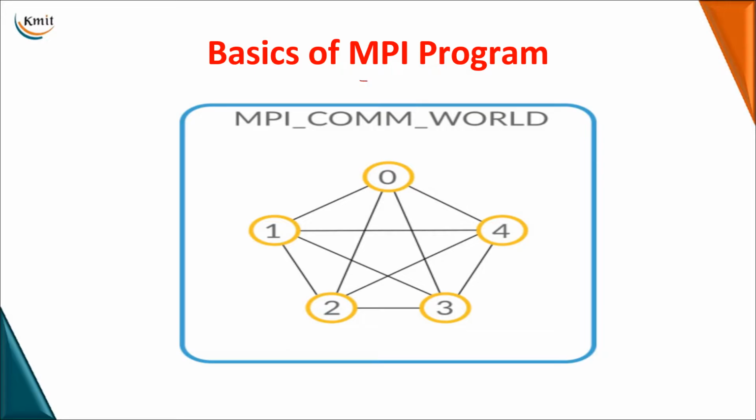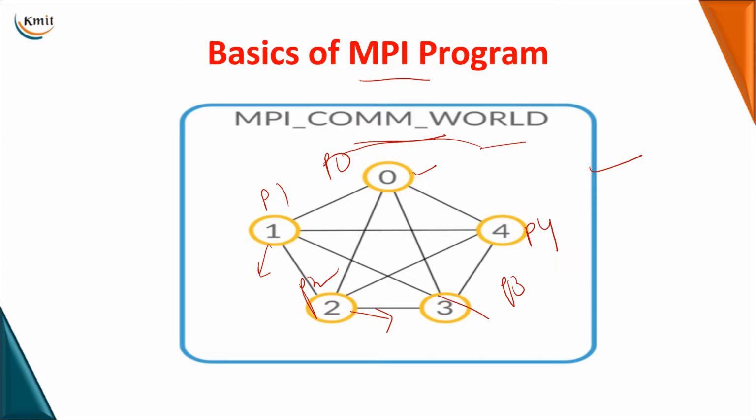The basic thing when you use the message passing interface is the communication world. The communication world is nothing but the set of processes. So these are P0, P1, P2, P3 and P4. First of all, you need to identify how many processes are involved in this communication world, and each of these processes will be given an ID. So process 0 is given ID 0, process 1 is given ID 1, process 2 is given ID 2, process 3 is given ID 3, and process 4 is given ID 4. These process IDs we call a rank. So each process will be identified by an ID that is nothing but its rank.